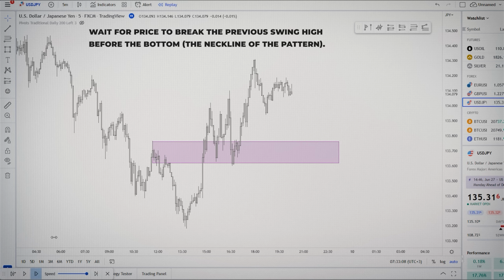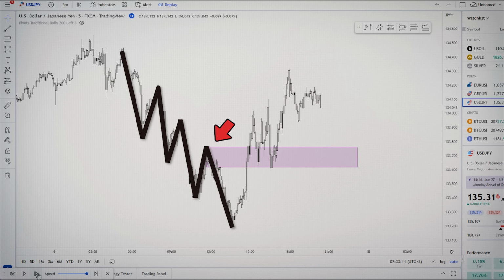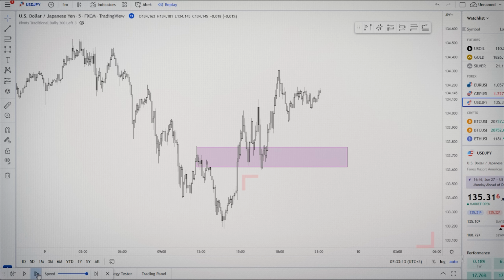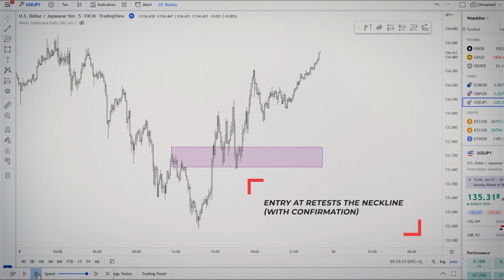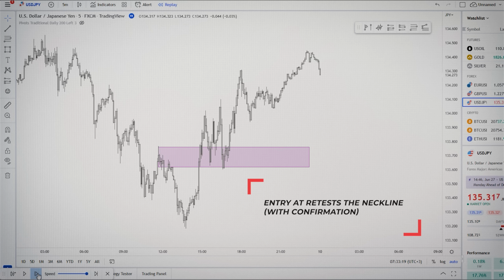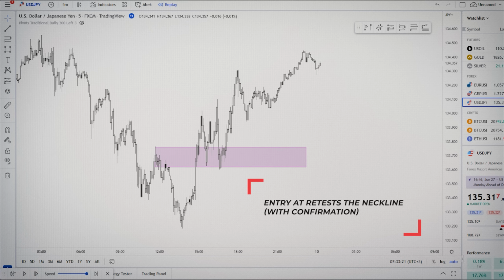This is basically an interruption in the previous downtrend. And then we plan to enter a long position once price retests the neckline, but with several confirmations. We'll talk about them in a few moments.